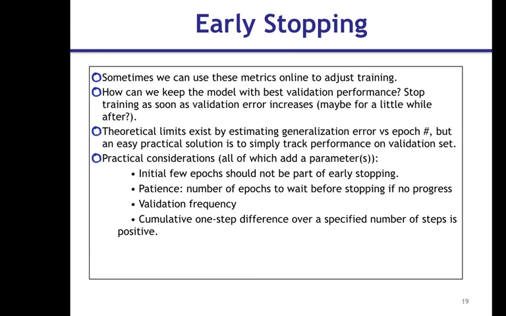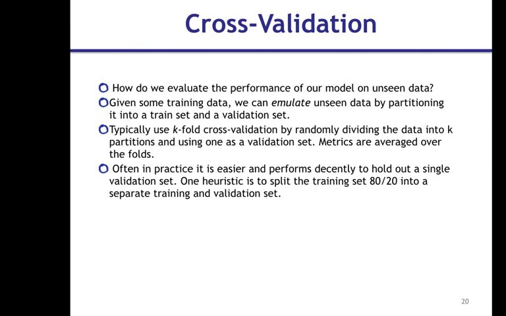But this also raises a lot of practical considerations, like what would be a good time to say that we should stop. Should you skip the first few epochs because you know for sure that it's just not a good idea to stop there, or how many epochs to wait before you conclude that there's no further progress being made, how quickly you make these assessments. So all of these add more hyperparameters. It's up to you to find whatever works best for you, but it's a good idea to have early stopping in general. So one more topic that we want to touch upon today is cross-validation.